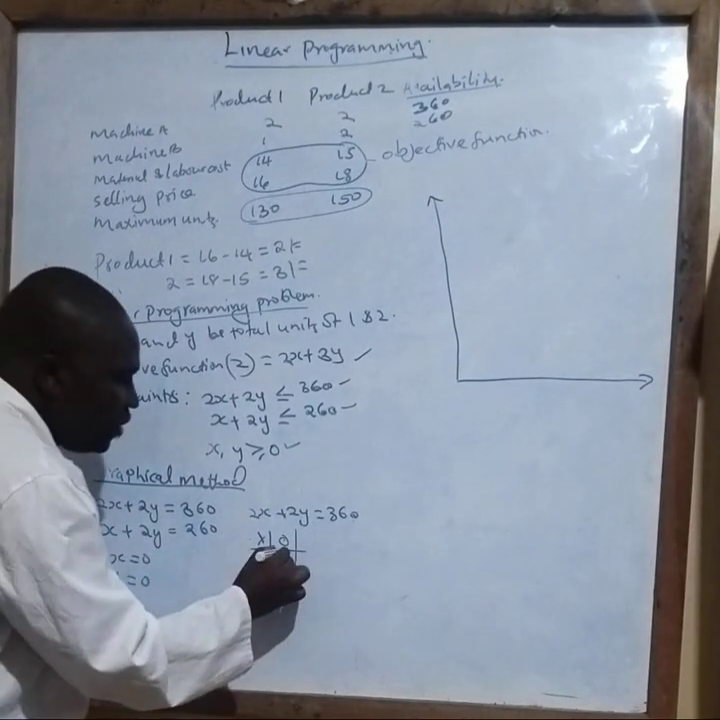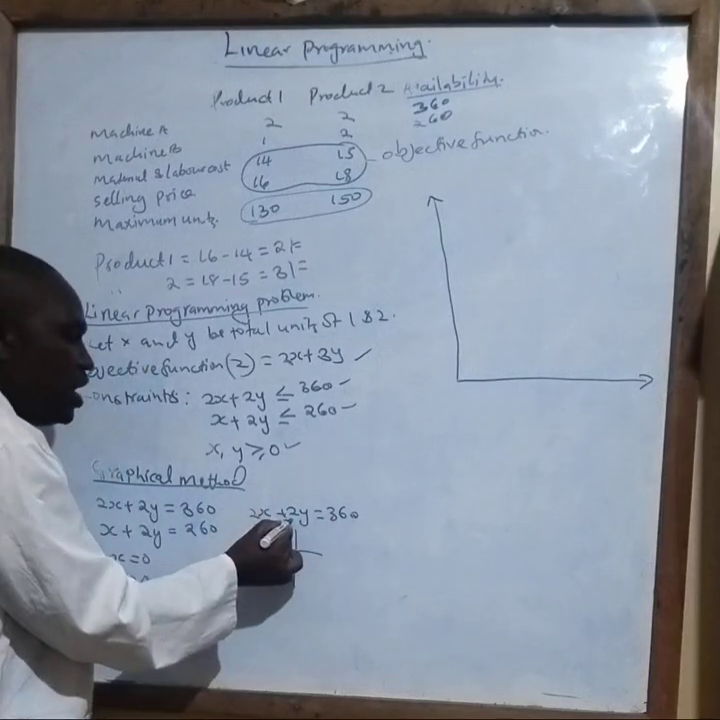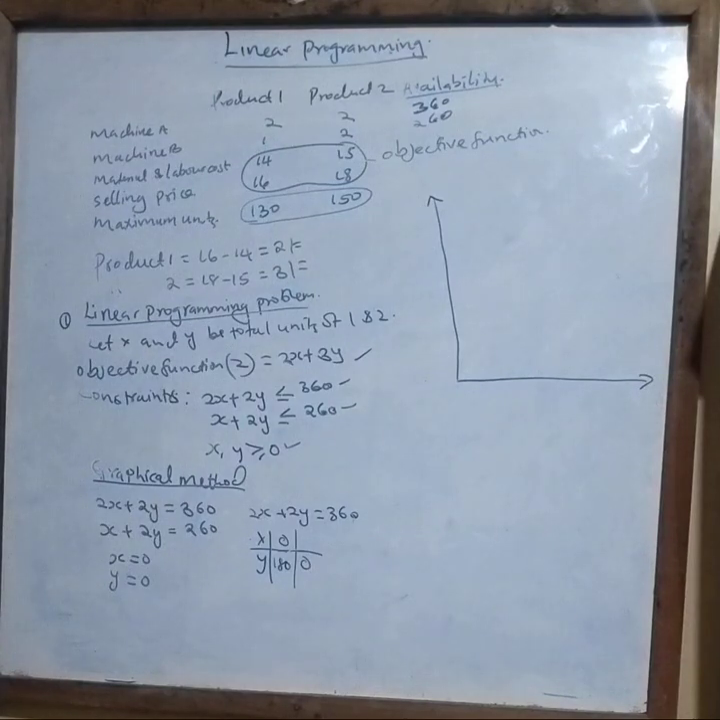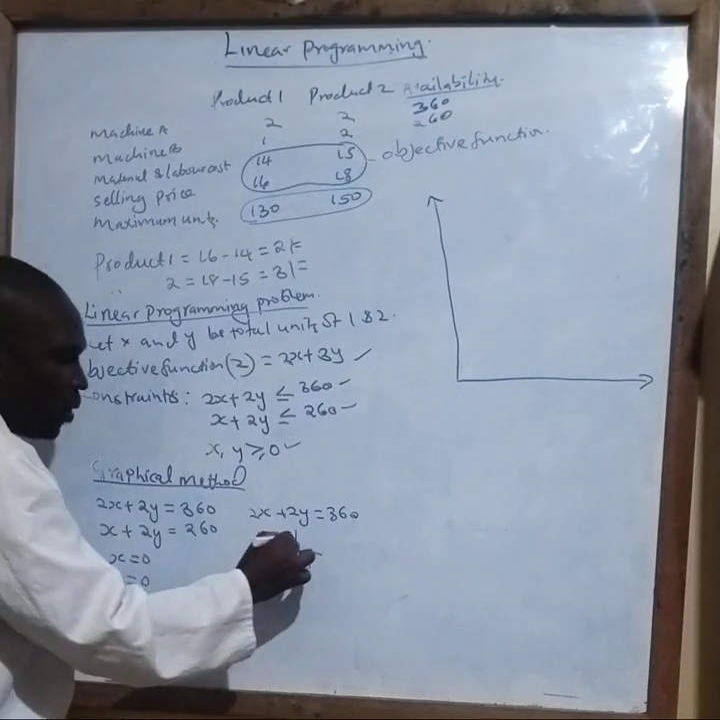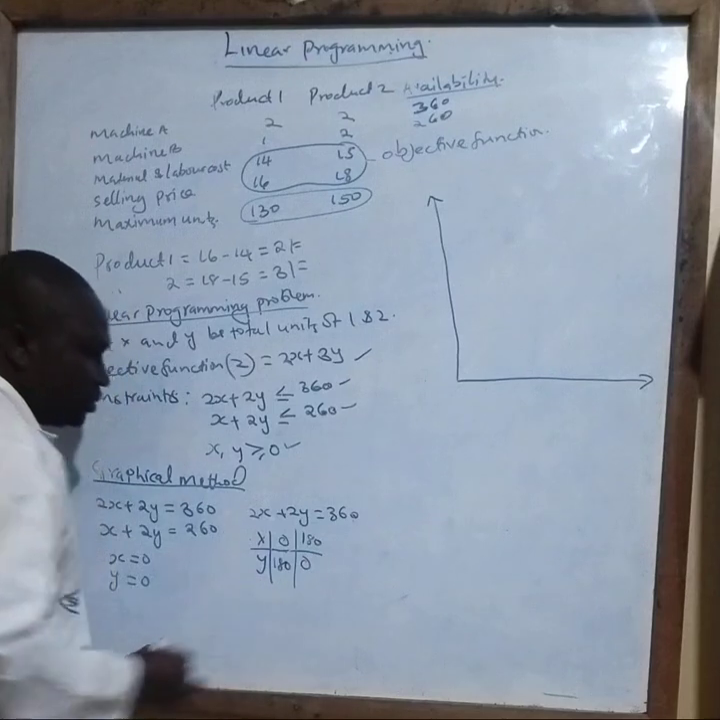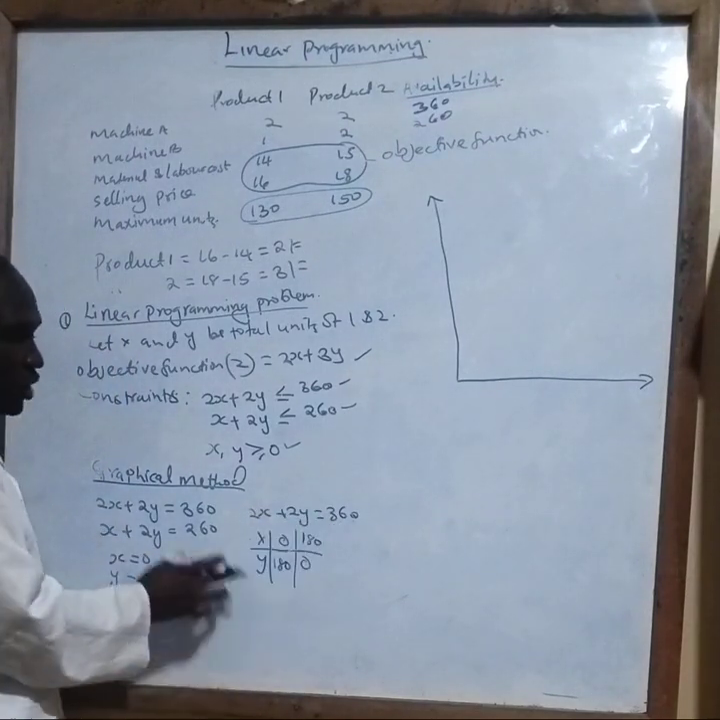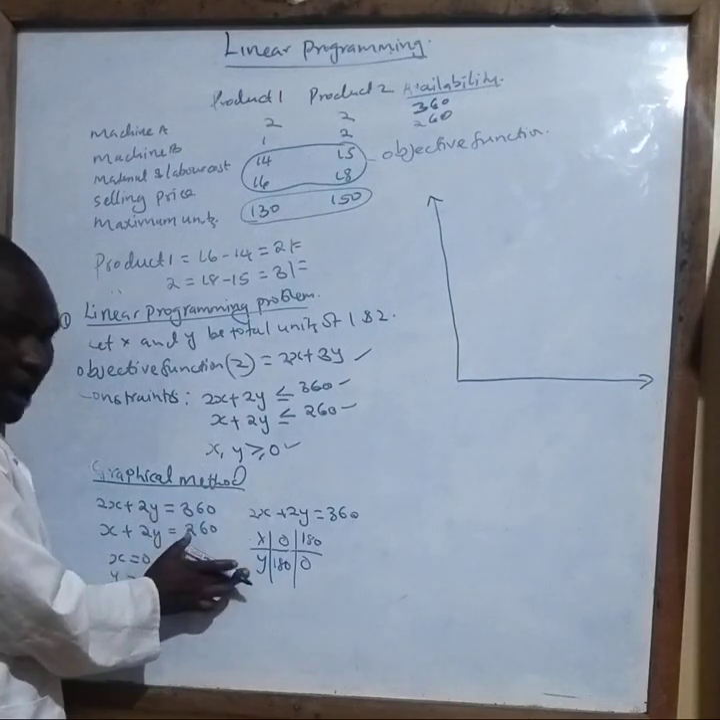Correct? Then you come again and say if y is 0, what is the value of x? 180. You can see that. Then read the coordinates here. It will be in the form of x, y.